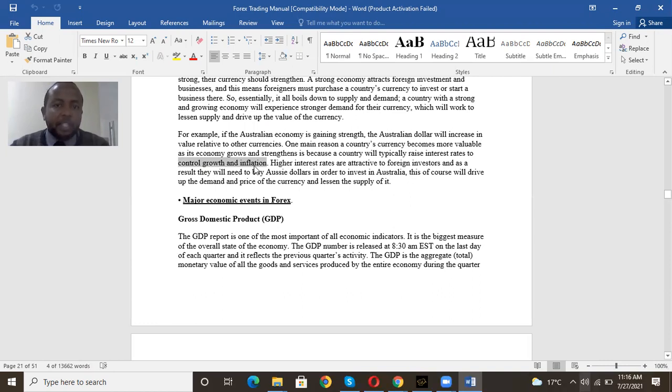So if they increase interest rates, that means they are reducing the control of supply. Once they increase, there will be more money circulating in the economy. So that means, of course, that the currency will be attractive to investors. When the interest rates are raised, you're looking at guys buying more. So it will drive the demand and price of that currency and will lessen the supply of it.